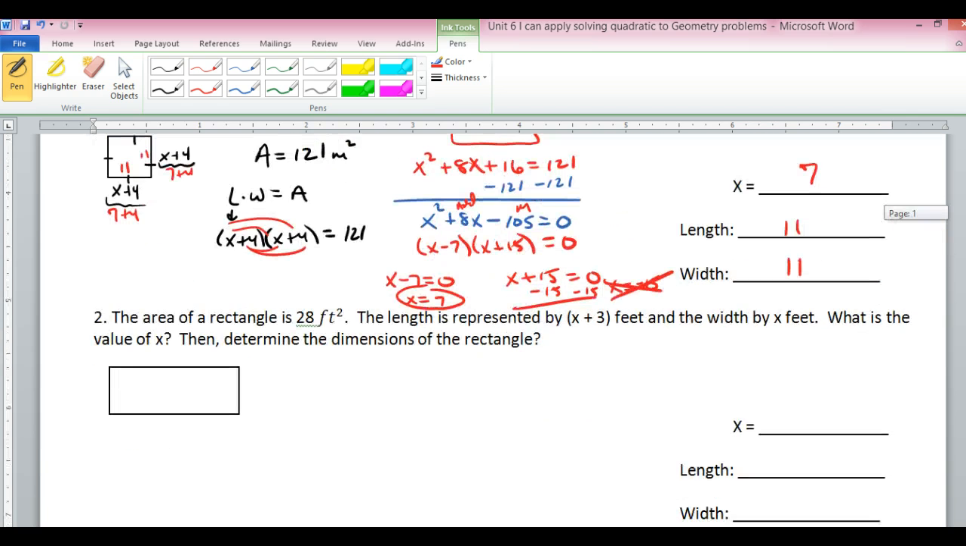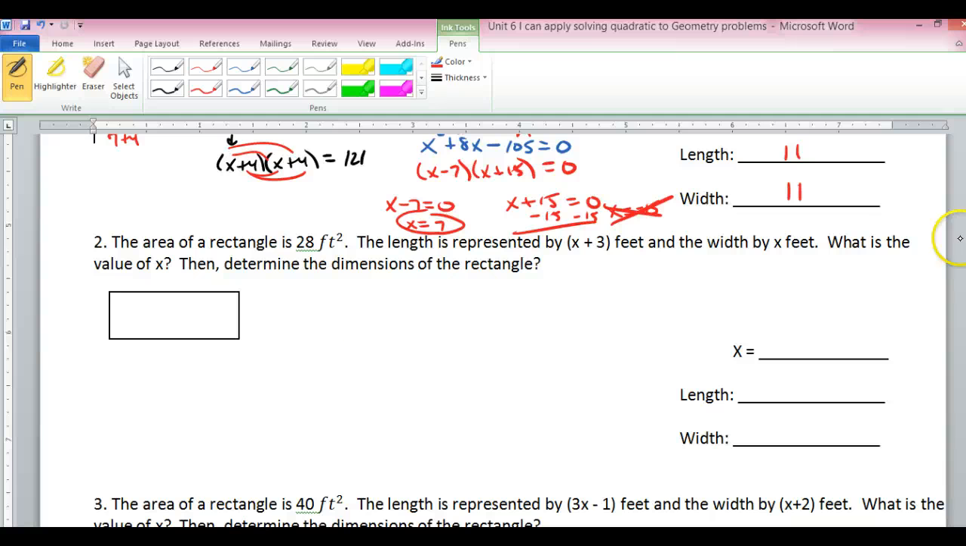All of these problems are very similar. So again, here, the area of a rectangle is 28 feet squared. They tell you the length is x plus 3 and the width is x. I'll actually write it the other way. I'll say this is x plus 3. It really doesn't matter. And that'll be x. Now, what do I have to do with these two side lengths to get the area? I would have to multiply them together. x times x plus 3 equals 28.